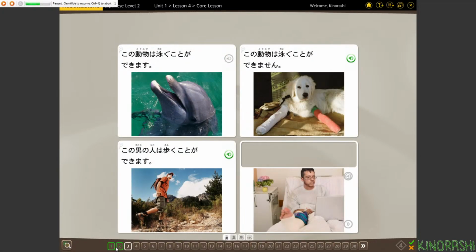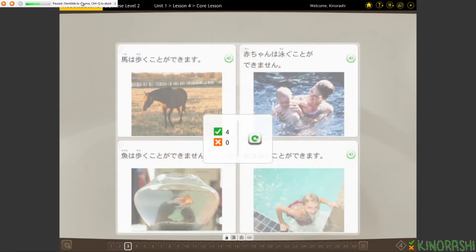この動物は泳ぐことができます。 Oh yeah, so I wanted to look at dekimasu conjugations as well. Dekimasu.